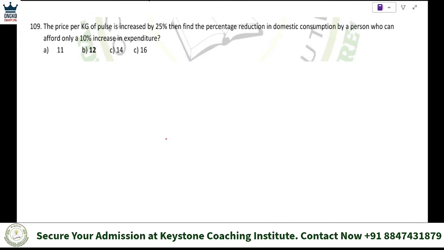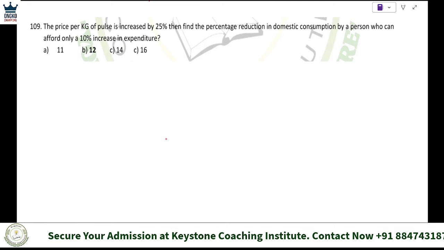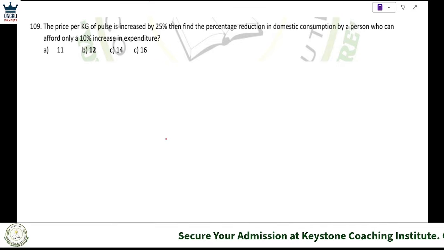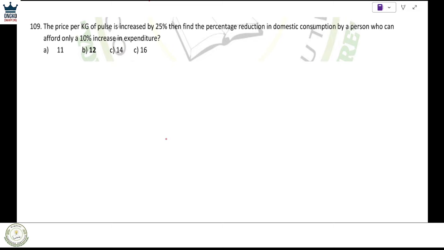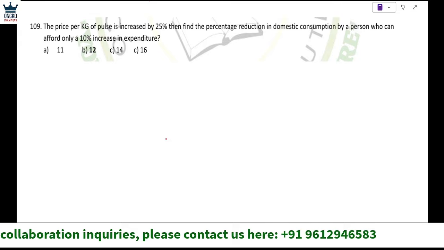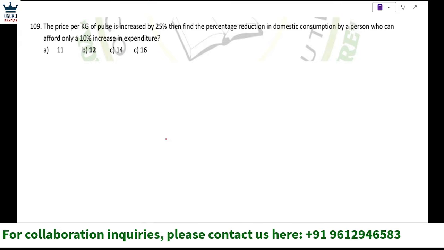So here this one is from percentage, right? The price per kg of pulses is increased by 25%, then find the percentage reduction in domestic consumption by a person who can afford only 10% increase in expenditure.